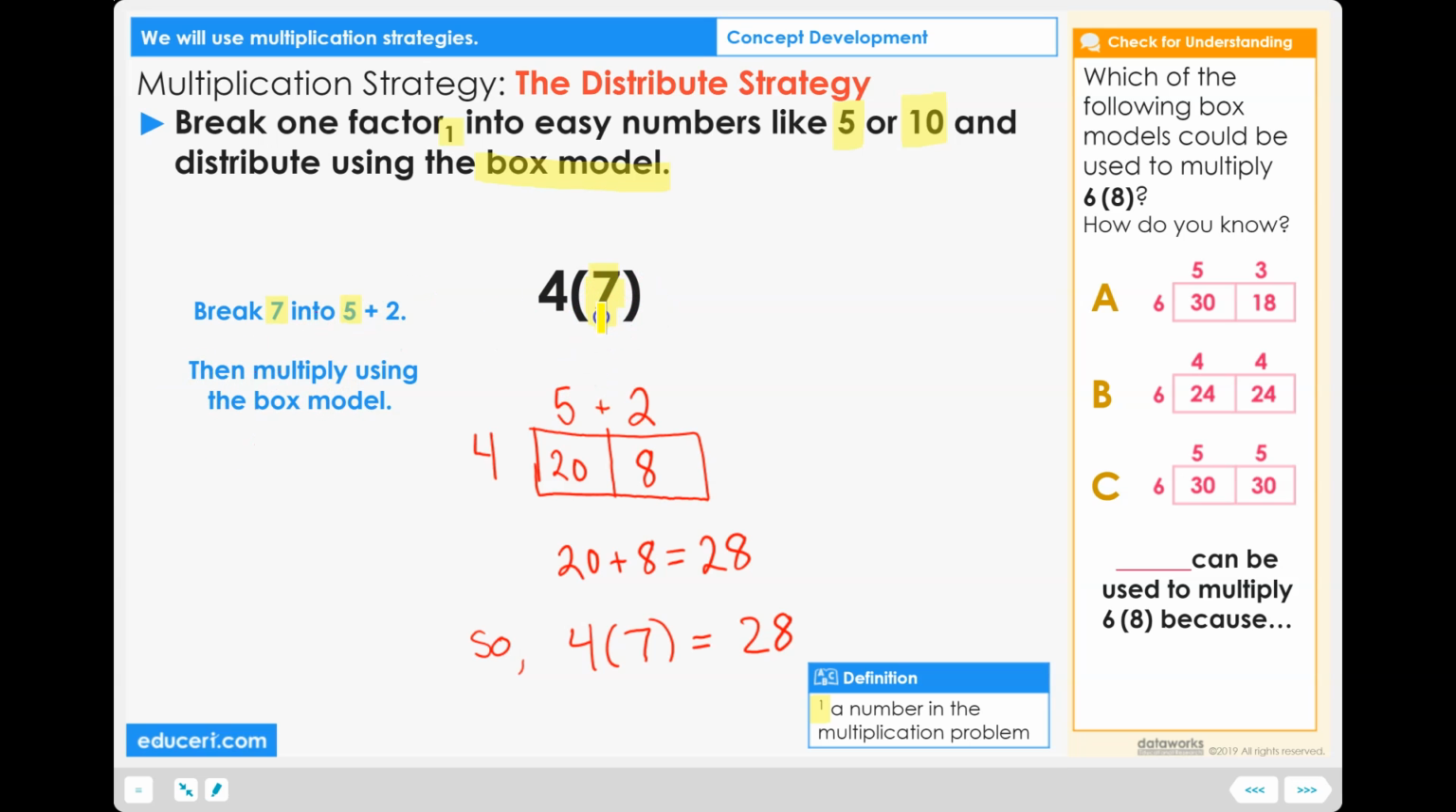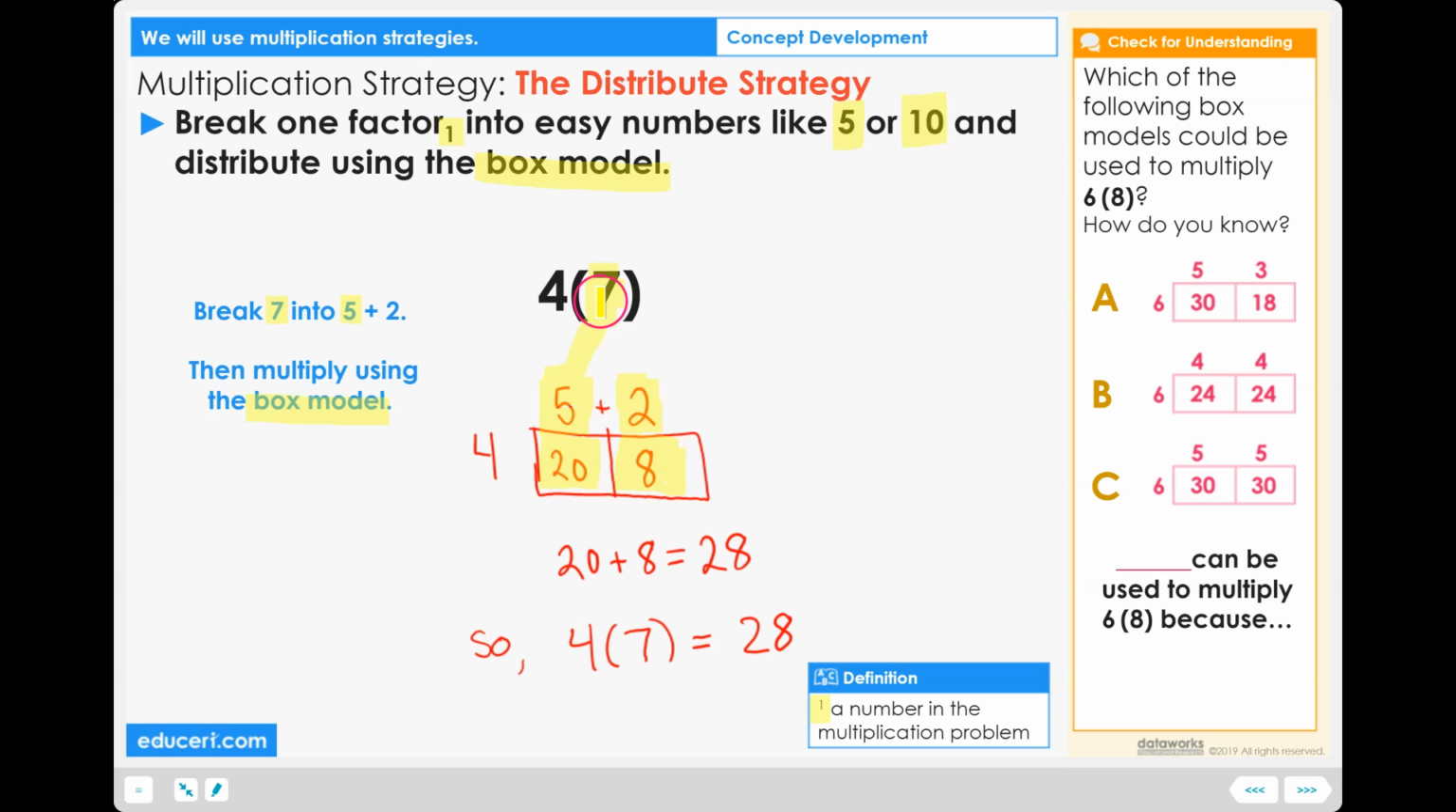We're going to take that 7 and break it apart into your 5 and your 2, and we'll see here that we then use the box model. When you think of a box model, it's basically like a multiplication table. You have a number on top of a column and a number on the side of a row, and the box where they meet is the multiplication of those two numbers. 4 times 5, that means 20 will be in the box. 4 and 2 means 4 times 2, and that means an 8 will be in this box.